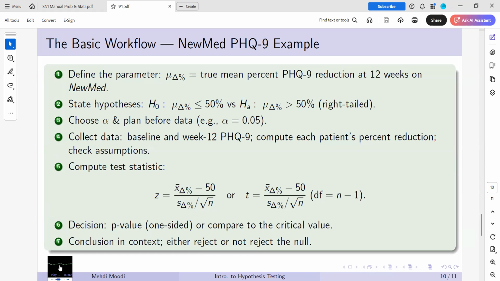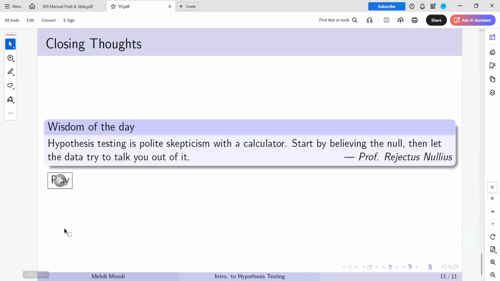Congratulations if you followed this presentation and understood everything. If that's not the case, no worries. Rewind and watch again. Be curious, not cynical. Assume the null, measure the surprise, and decide with clear wording. Science moves forward when we doubt nicely.